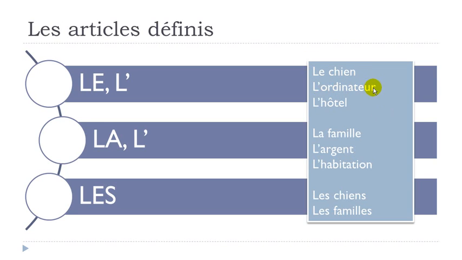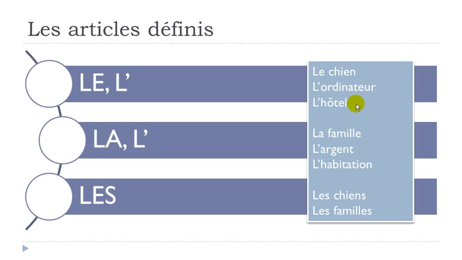In that case, second case, ordinateur, well, you can see that it starts with the vowel o, okay, and as I said, e and o, they don't get along that well, so you've got to take this E away, and then you get this l'ordinateur, all right?